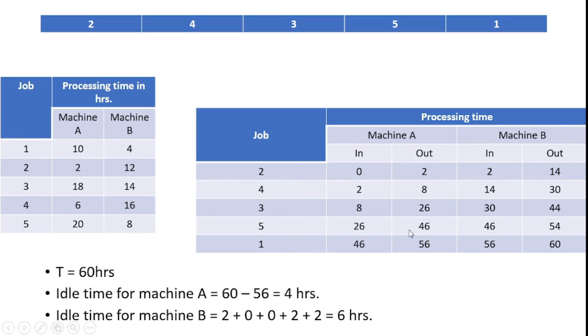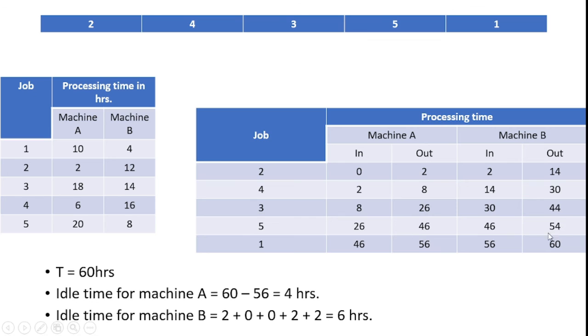But job 5 I can load at 46 hours only, because in machine A job 5 is running up to 46 hours, but in machine B job 3 is ending at 44 hours only. So the machine B is waiting for job 5 up to 2 hours, because job 5 is running on 46 hours with the machine A. So I can subtract 46 minus 44. I can get 2 hours of idle time with the job 5, and then I can move to the fifth sequence, which is the first job.